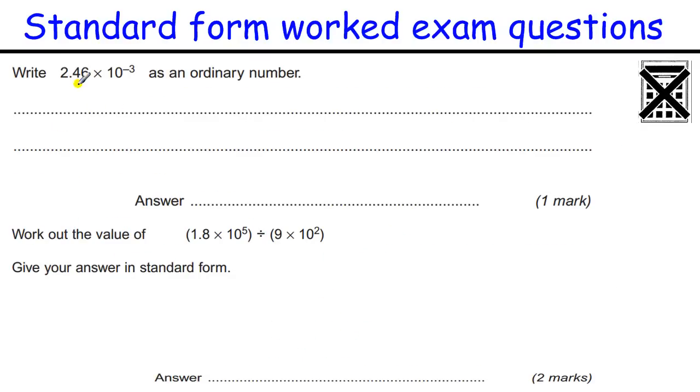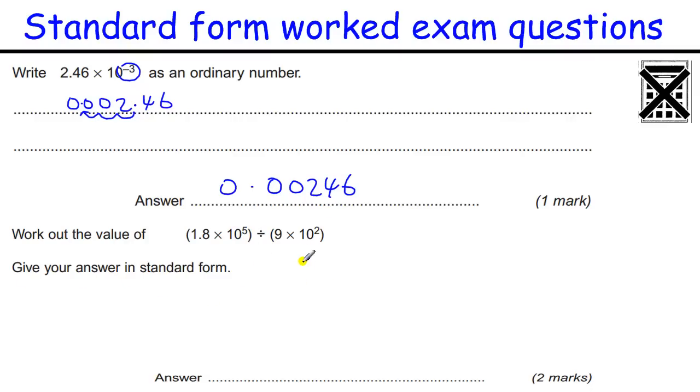Another one, writing in ordinary numbers again. If we put some zeros in, minus 3, so we're going to move it 1, 2, 3 spaces to here. So we've got 0.00246. Try to remember that negative powers mean small numbers, 0.000 something, and large powers mean large numbers.